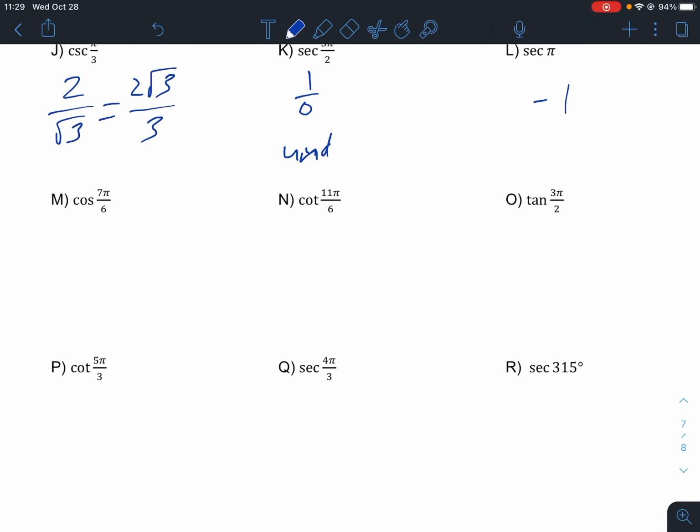Cosine 7 pi over 6, that is a 30 degree in the third quadrant. The x-coordinate for that should be negative root 3 over 2. Cotangent 11 pi over 6. So cotangent is cosine over sine, or x over y. 11 pi over 6 is a 30 degree in the fourth quadrant. So this would be root 3 over 2 over negative 1/2, which simplifies to negative root 3.